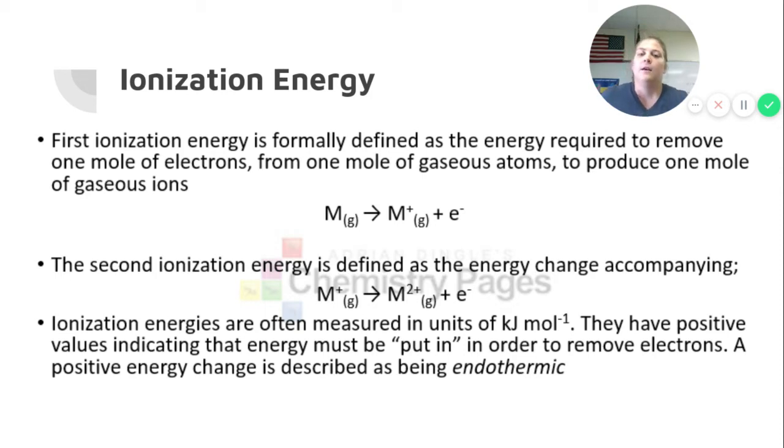If you were dealing with a second ionization energy, that's going to be the energy associated with removing that second electron. So you'd start with a positive ion, and you'd be removing one to form a 2+ ion. These are going to take energy, making it endothermic. You have to add energy to the system to take away those electrons.